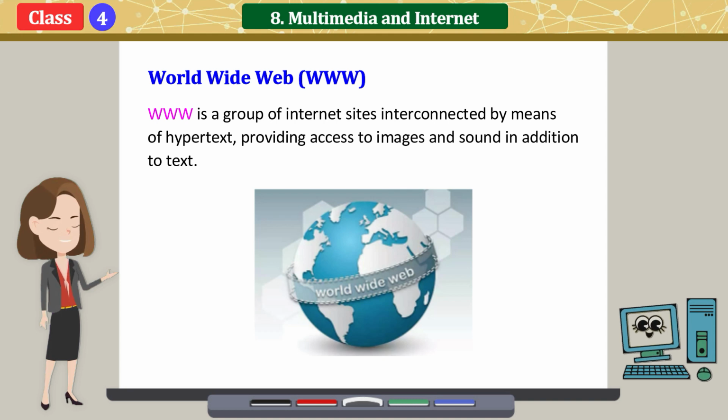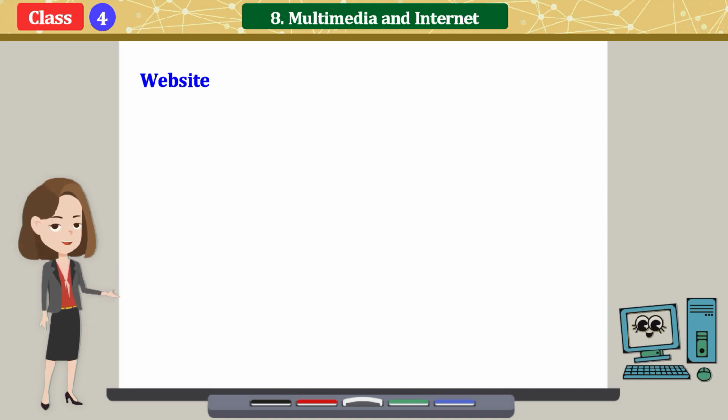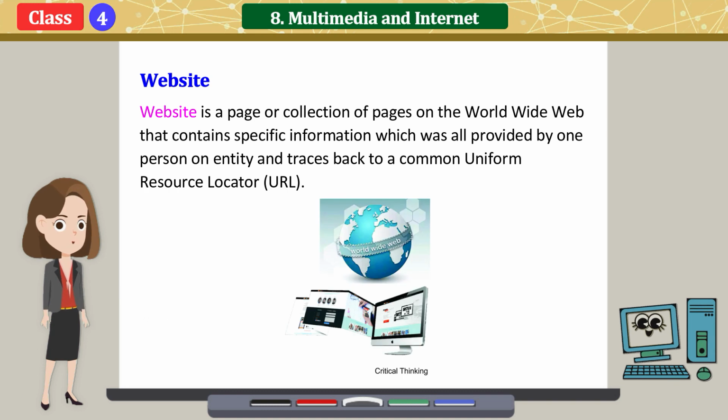World Wide Web. www is a group of internet sites interconnected by means of hypertext, providing access to images and sound in addition to text. Website. A website is a page or collection of pages on the World Wide Web that contains specific information, which was all provided by one person or entity and traces back to a common uniform resource locator.